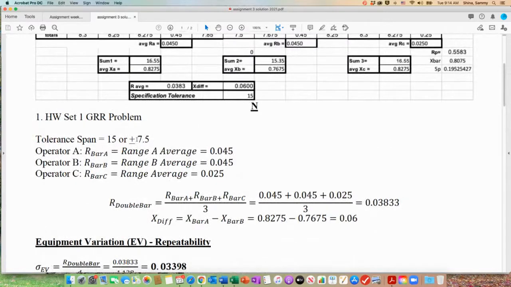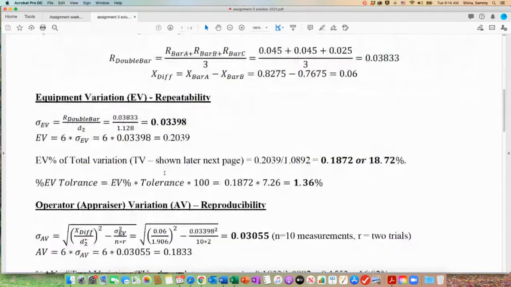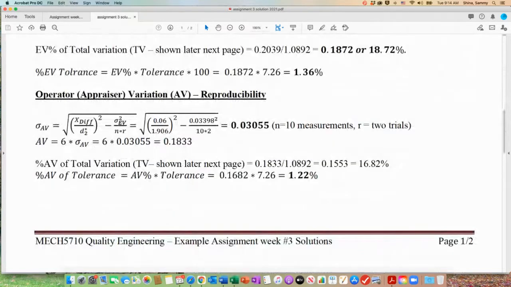Remember that the tolerance span is 7.5%, or 7.5 on either side, plus or minus. The span is 15, so there's plus or minus, and there's the span that covers all of it. The operator variation, sometimes called the appraiser variation, measures the difference due to the operator. And if you remember, we take out of the operator variation the sigma of the equipment.